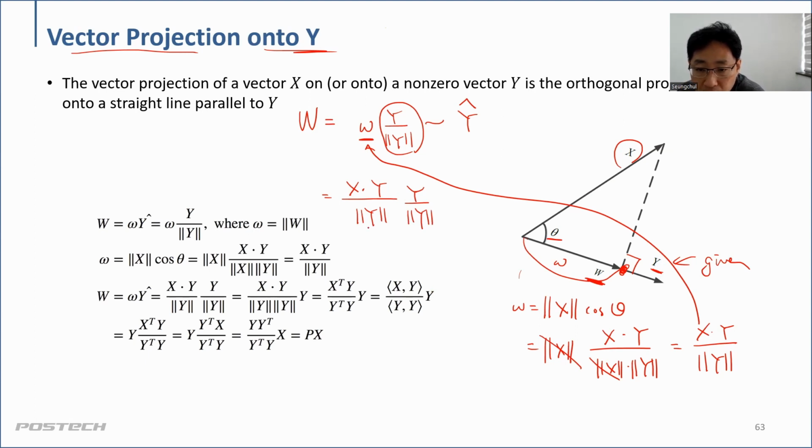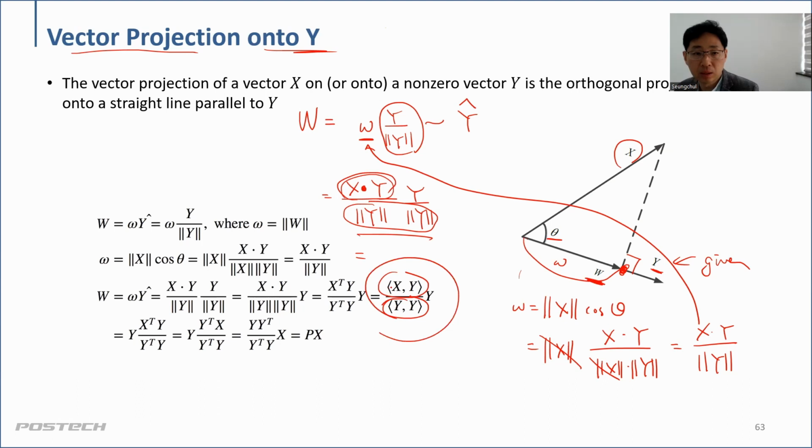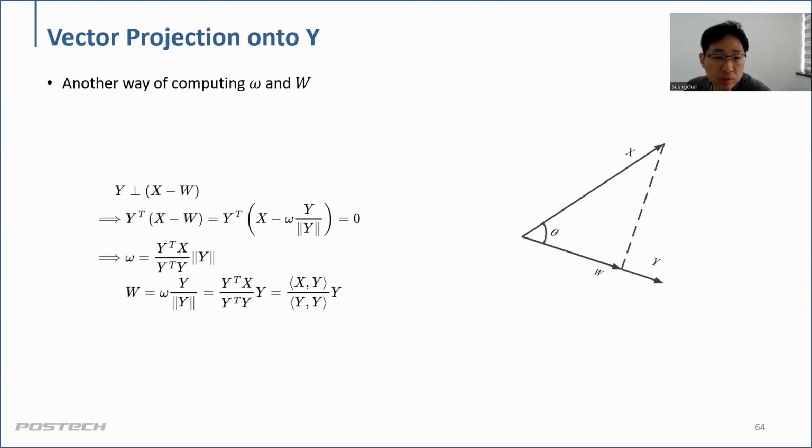Okay, that's an inner product. This one is the inner product between x and y, and this one is the inner product of y with itself. So that's how you compute it. Let's move on and look at another way of computing omega and w.